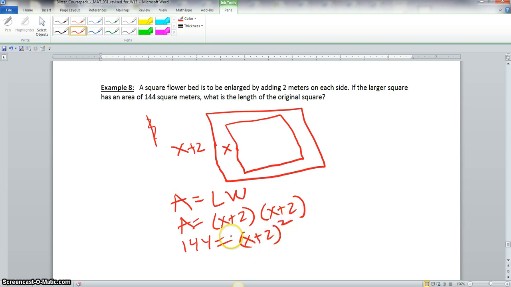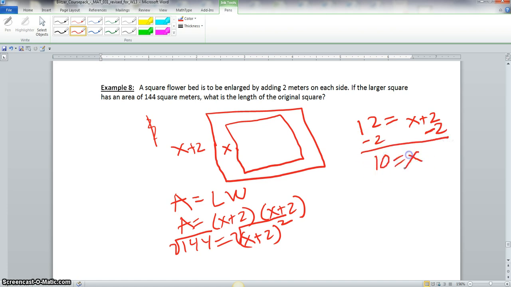Now, we can use the square root formula. We'll take the square root of both sides. The square root of 144, we know is 12. And it equals x plus 2. Now, we don't use the negative 12 because that would give us a negative answer, and we know we don't have a negative distance here. So we would subtract 2 on both sides, and 10 is equal to x.